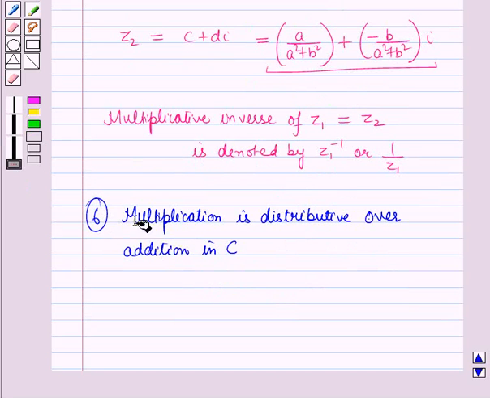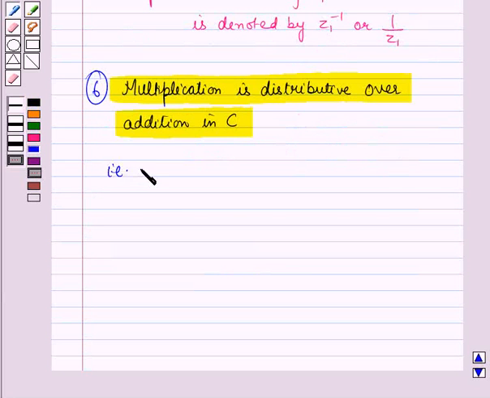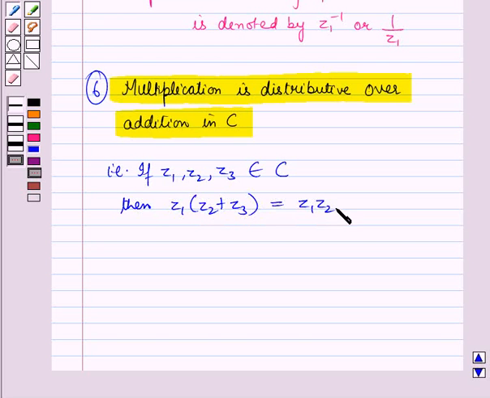And next, let us discuss that the multiplication is distributive over addition in the set of complex numbers C. That is, if Z1, Z2 and Z3 belong to the set of complex numbers C, then Z1 into Z2 plus Z3 the whole is equal to Z1 into Z2 plus Z1 into Z3, which is called the left distributive property.